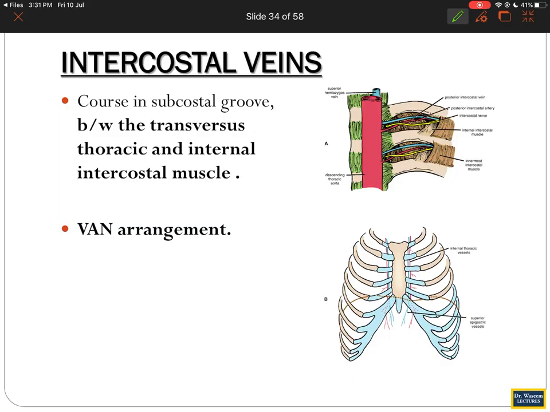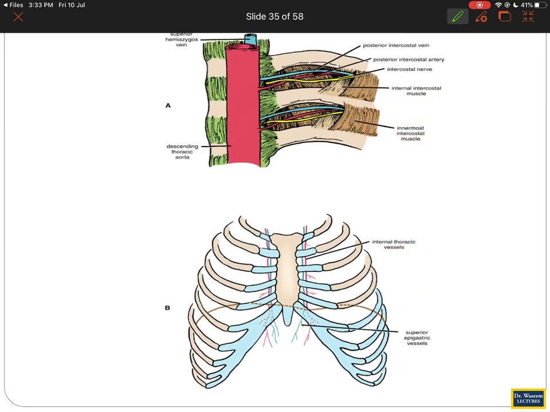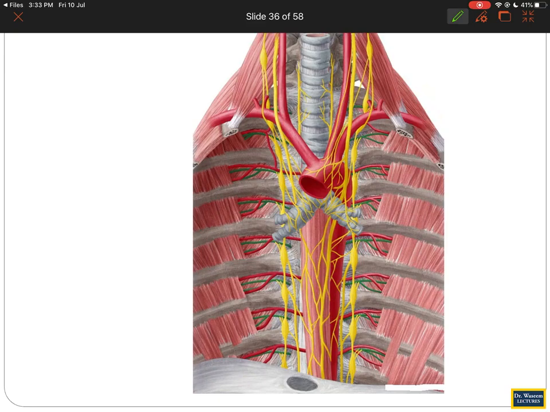They run forward in the groove. Which groove? The costal groove. And the arrangement there, it's a vein, so it lies highest. You see, the highest in sequence is the vein, then the artery, then the nerve. VAN is the arrangement in the costal groove. Then you have seen these things also. Again the artery is there, the nerve is there, and here should be the vein.